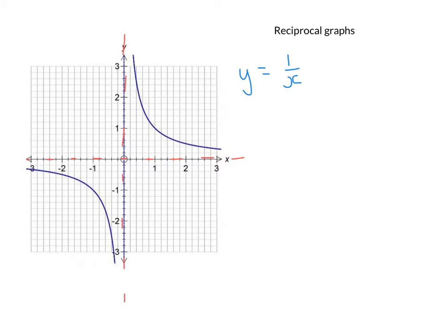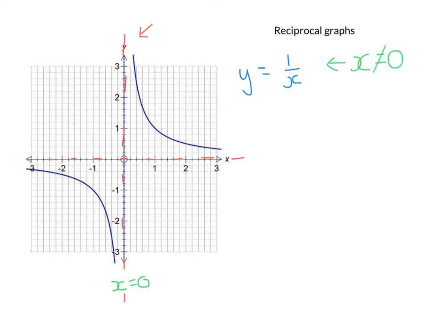So this line here, the blue line, will continue to get closer and closer and closer to this red line, but it will never actually touch it. So that means that this red line, which is x equals 0, is impossible. So x will never be 0 for this question. X cannot equal 0.